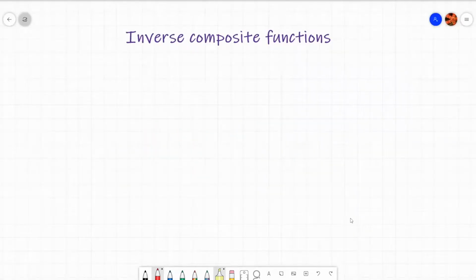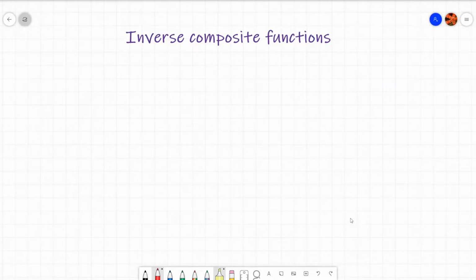Inverse composite functions. In today's lesson, we will be looking at inverse composite functions. Some of the skills that you need to know are to be able to rearrange an equation, able to find the inverse of a simple function, which we'll be looking at, and then able to find the inverse of a complex function where x appears twice.